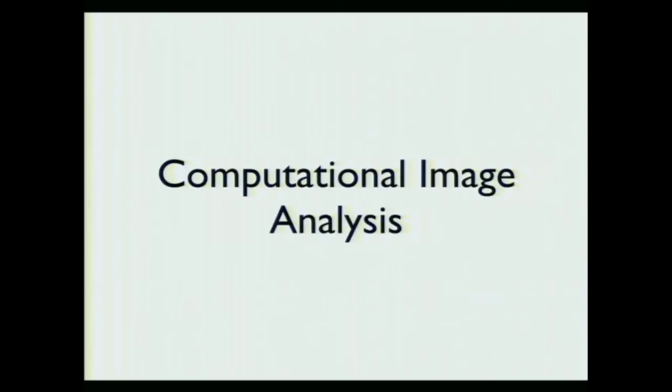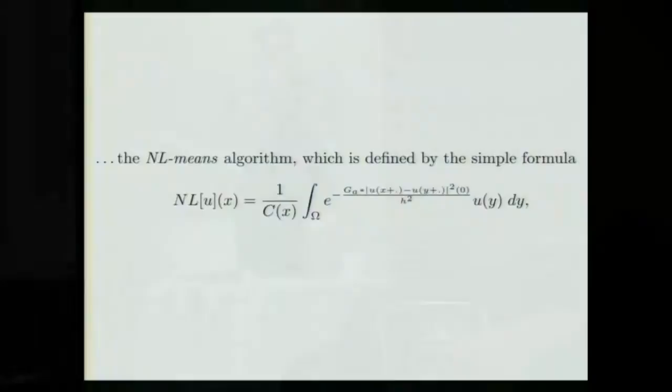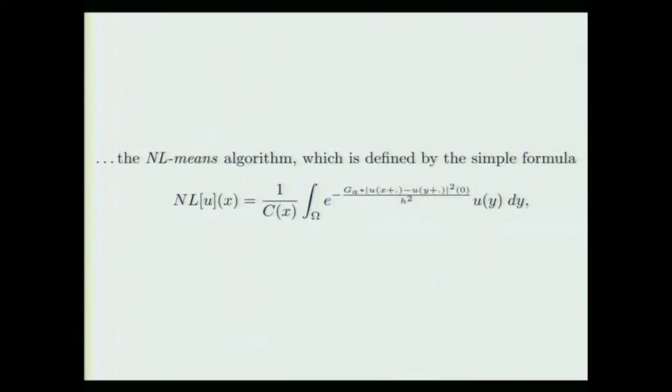We do in my lab at Drexel what we call computational image analysis. And that means that sometimes I read papers that say, the NL means algorithm, which is defined by the simple formula, and it doesn't really matter if you can even see this. I think the point is that it's not really a simple formula. It's a ridiculous integral, and I have no idea what it's supposed to be doing.